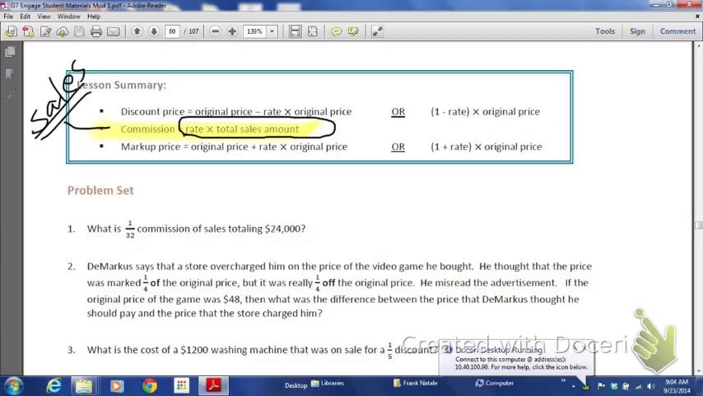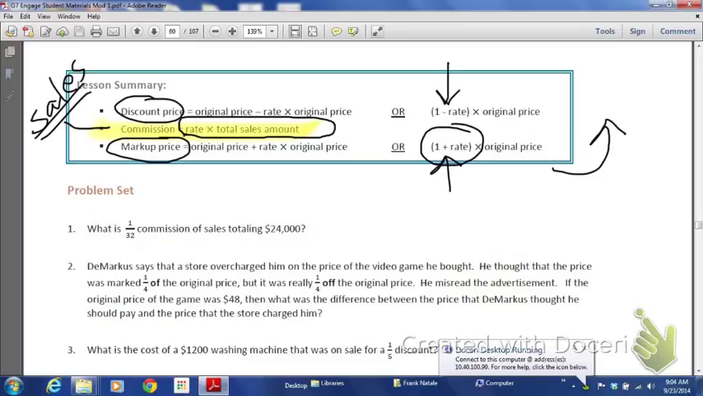Okay, so markup price differs from discount price in the sense that your price is going up. Okay, and here it is. So you're going to actually add that rate, or add that percentage, add that fraction to your original price. Okay, in the discount, your price is going to go down because you're subtracting that away. Okay, so here we go. We have plus here, and we have subtraction here.